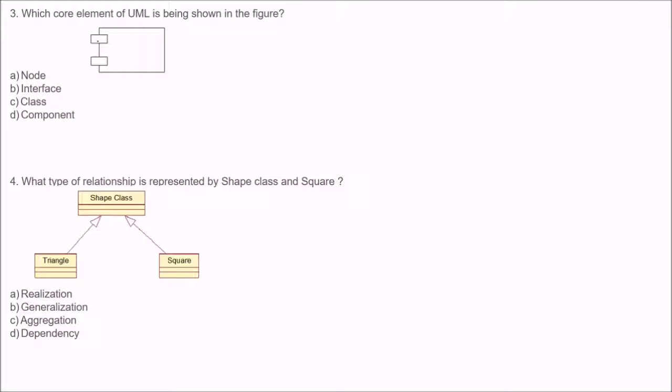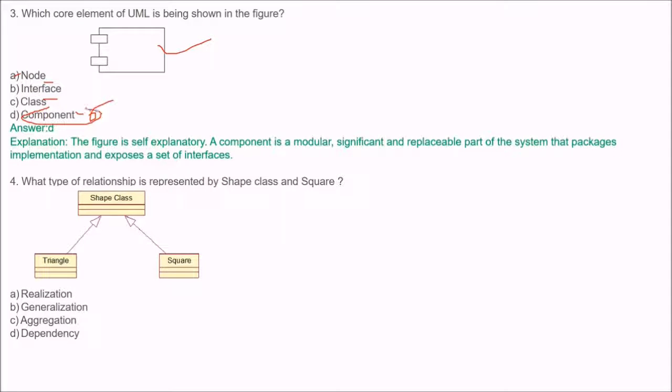Which core element of UML is being shown in this figure? Which one of these? Node, interface, class, or component? The answer is component. A component is a modular, significant, and replaceable part of the system that packages implementation and exposes a set of interfaces.